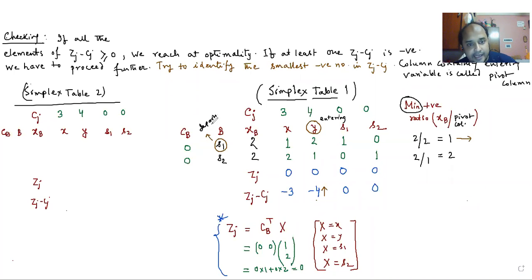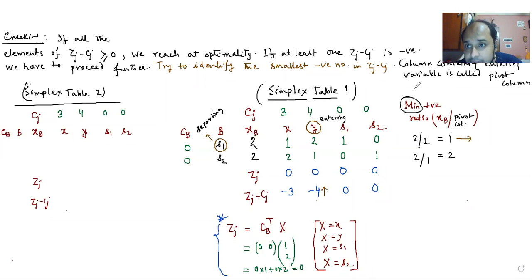Let me write it clearly. It has become hazy. Departing variable. Okay. Now, by keeping this in mind, I'm going to construct my next simplex table.